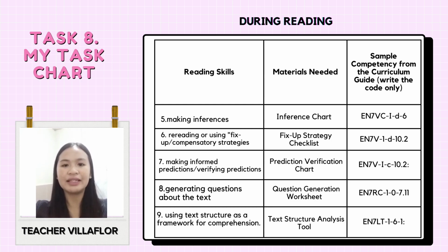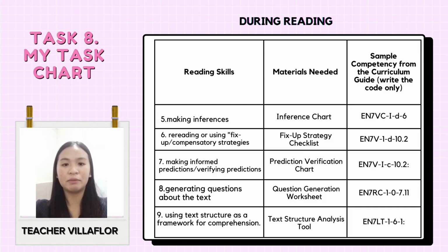Number 6, reading skill: rereading or using fix-up compensatory strategies. The materials needed: fix-up strategies checklist. The sample competency from the curriculum guide: EN7B-1-D-10.2. Rereading and using fix-up strategies are essential for comprehension when students encounter difficulties. A checklist helps them identify when they apply these strategies, ensuring they can effectively address misunderstandings. This curriculum code emphasizes self-monitoring in reading.